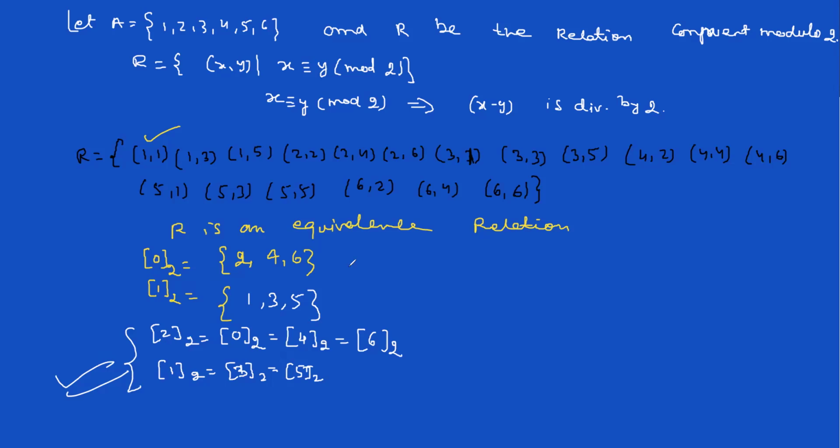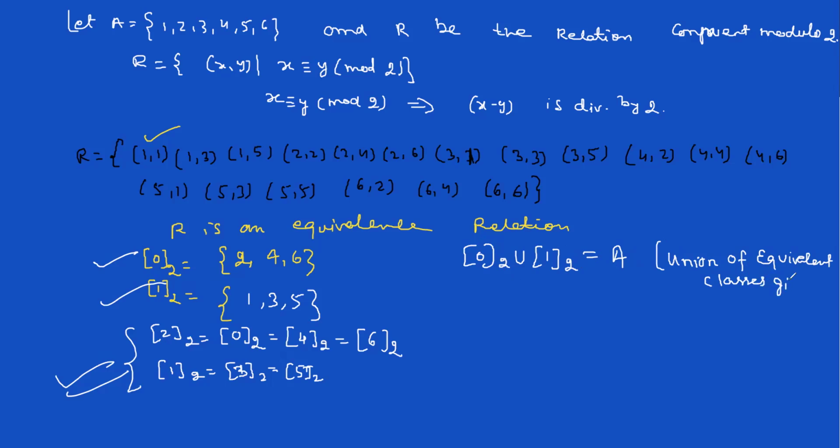Equivalence classes have one important property. If you take the union of the classes, you will always get the original set A. Union of equivalence classes gives the same set. And if you take the intersection, you will always get the empty set, no common elements.